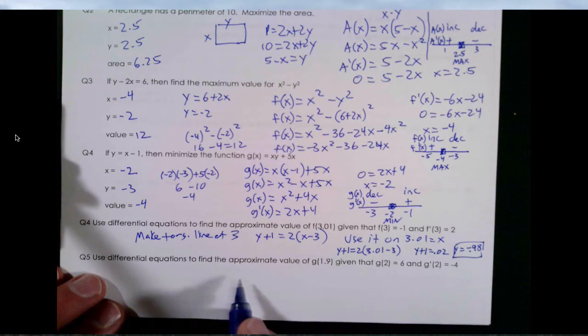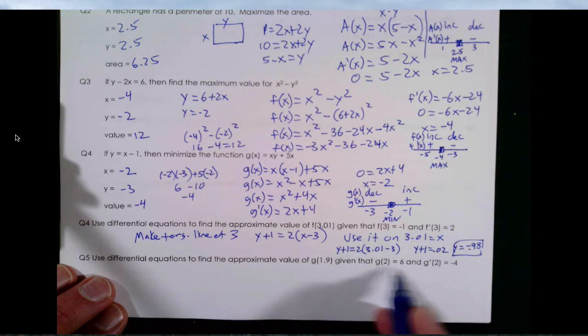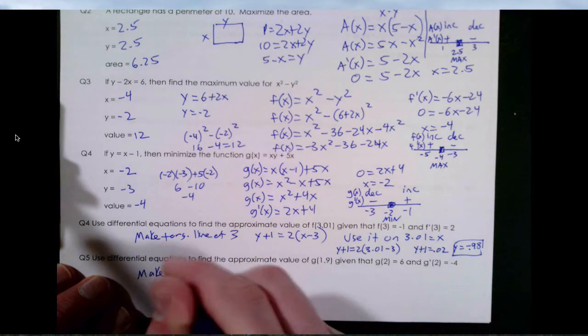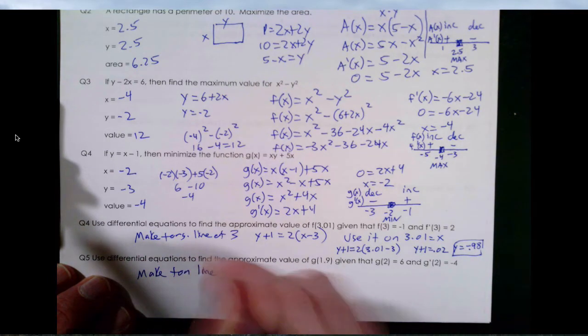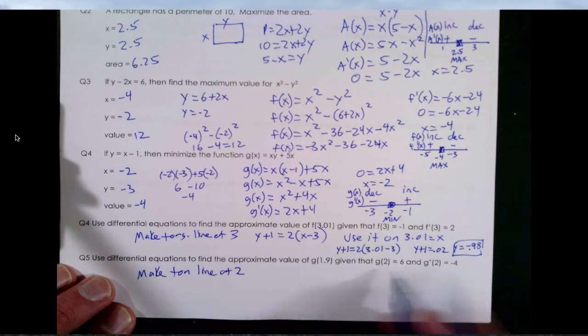Use differential equations to find the approximate value of g of 1.9, given that g of 2 equals 6 and g prime of 2 equals -4. We're going to make the tangent line at 2. So we know all the information about 2, we're going to use it. And then we're going to do our approximate of 1.9 on that tangent.